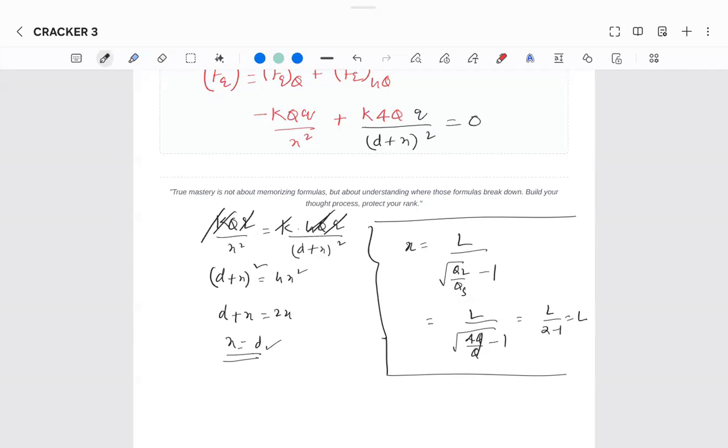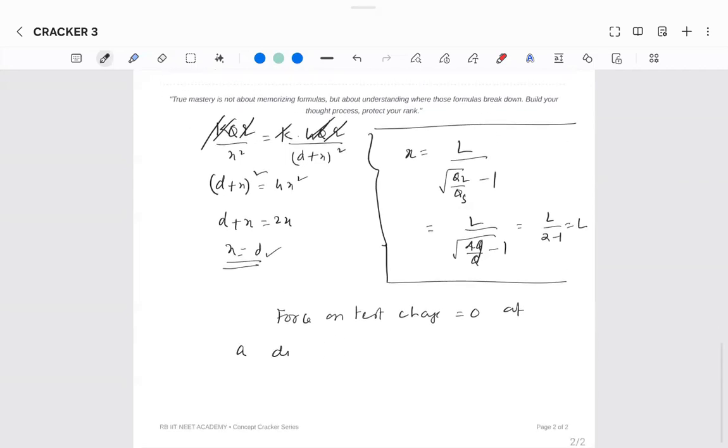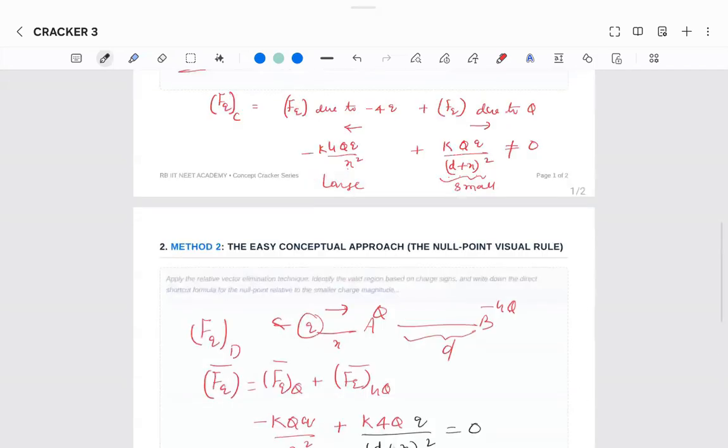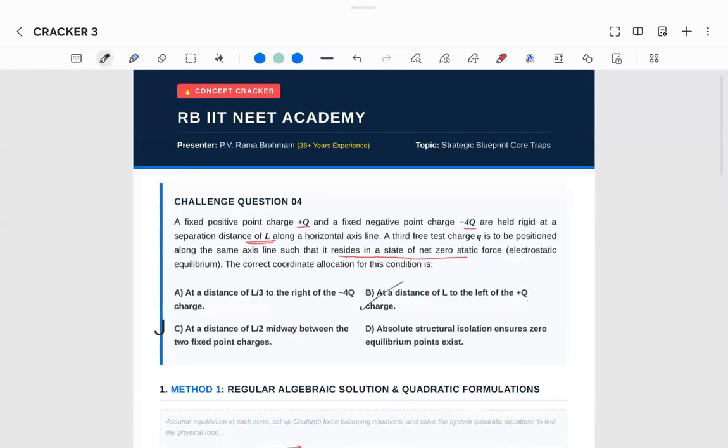So the force on the test charge is 0 at a distance L from the small charge q. Right? The answer is B. So I discussed the concept as well.